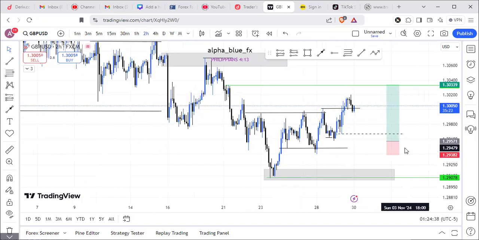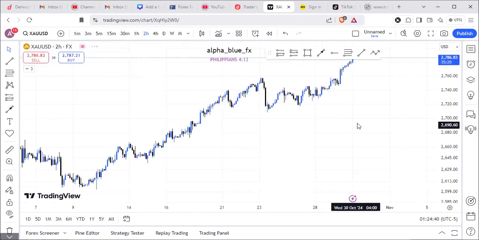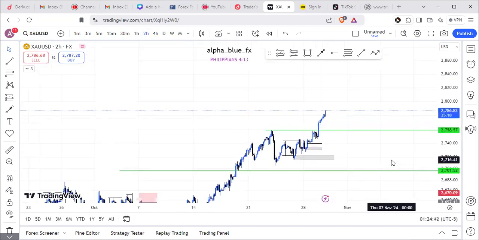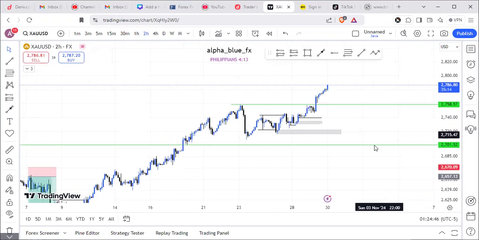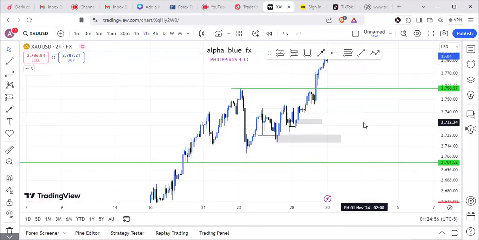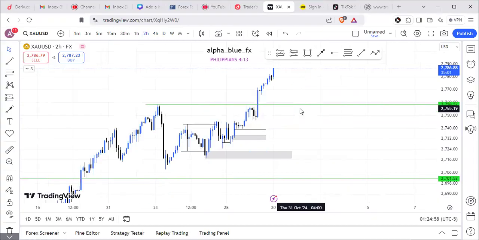Then lastly, gold. Gold has just been buying crazily. I'm waiting for it to give me a pullback for me to buy, but it's just buying. This was the high. It broke this high yesterday, and it has been going crazy. But still, I'm not going to just jump into a buy. I want to wait and see that gold comes back down into this area. Then I look to buy it back to the high.